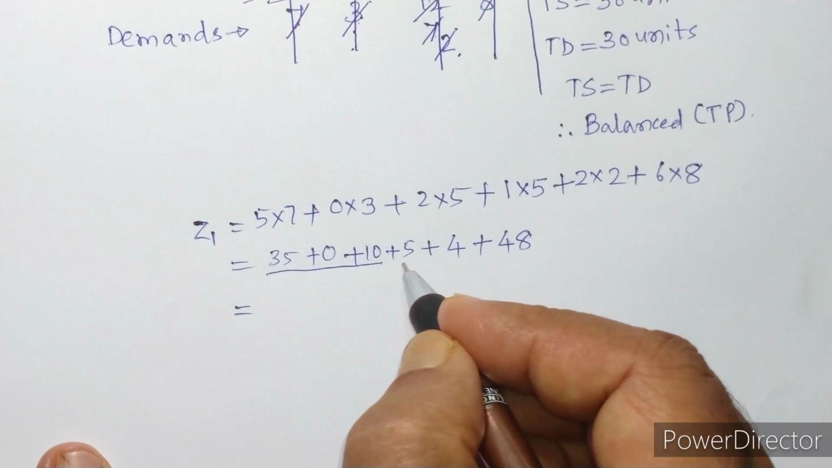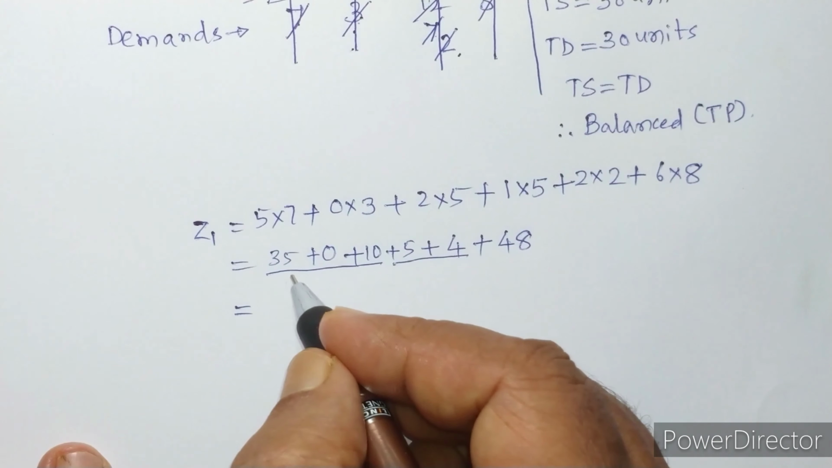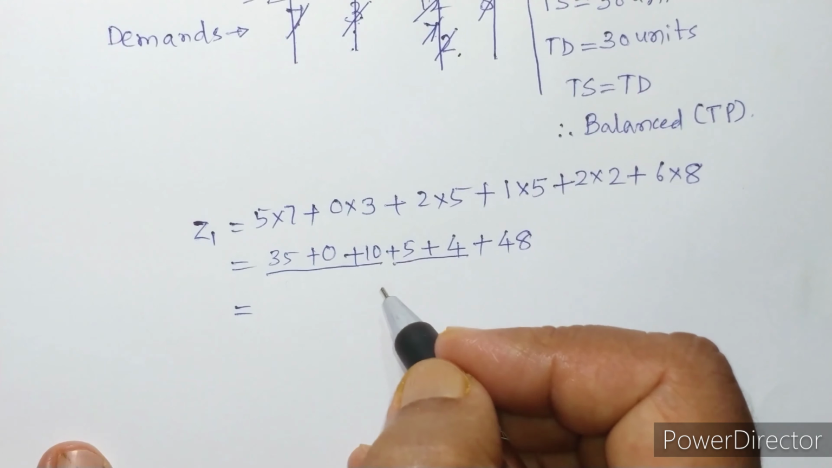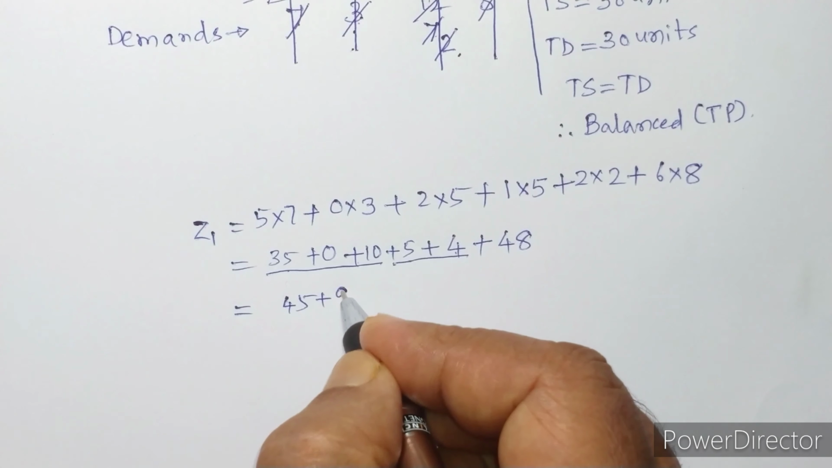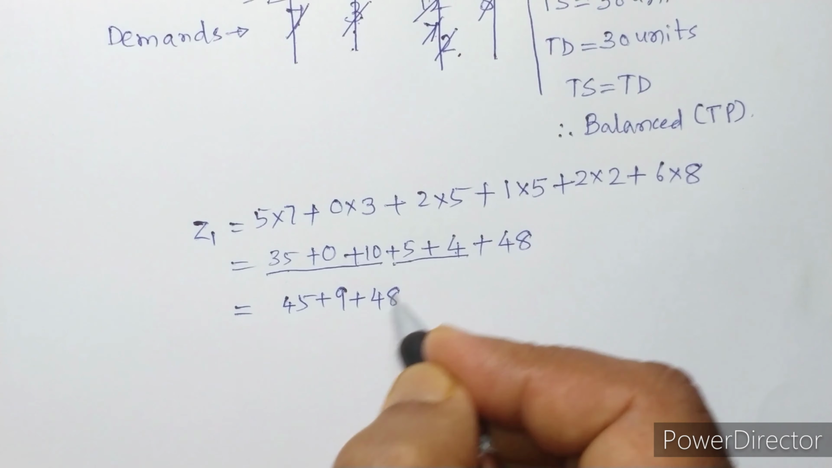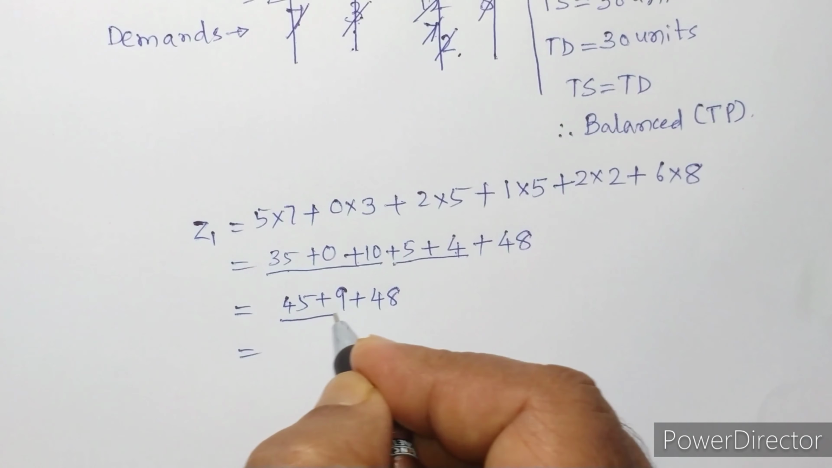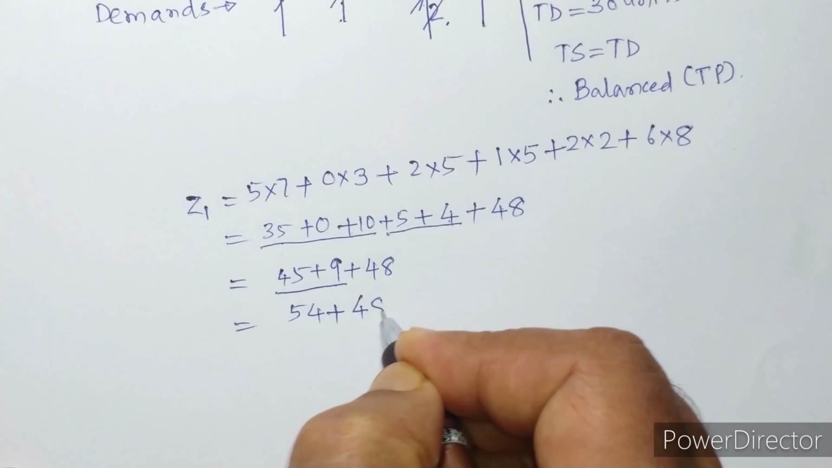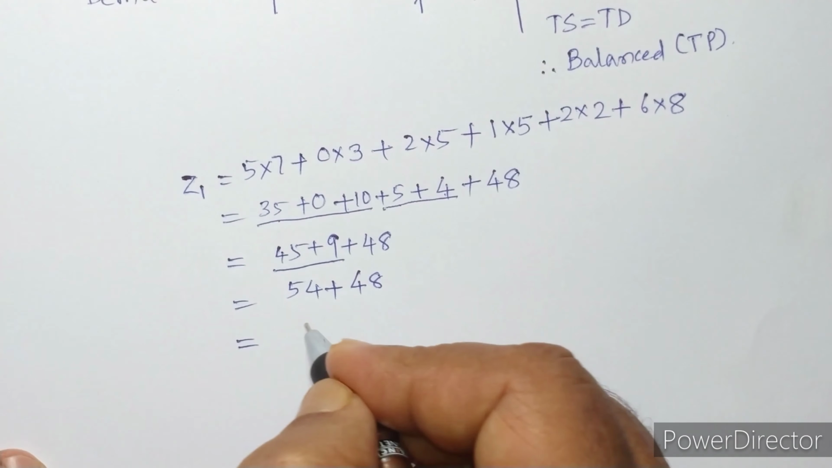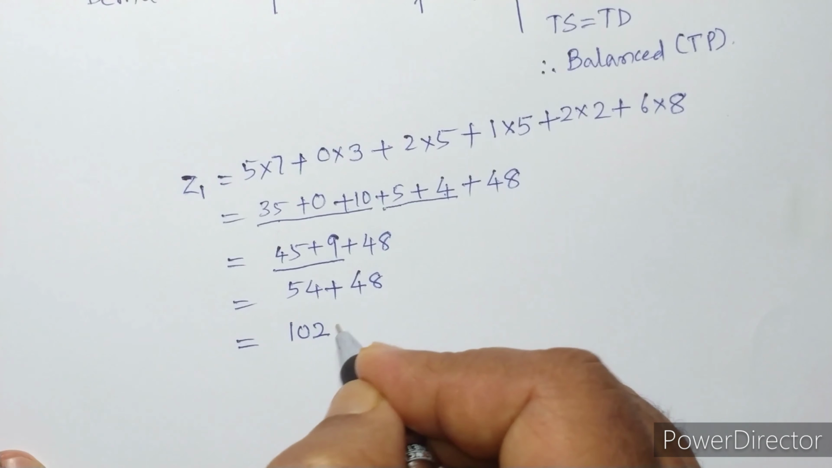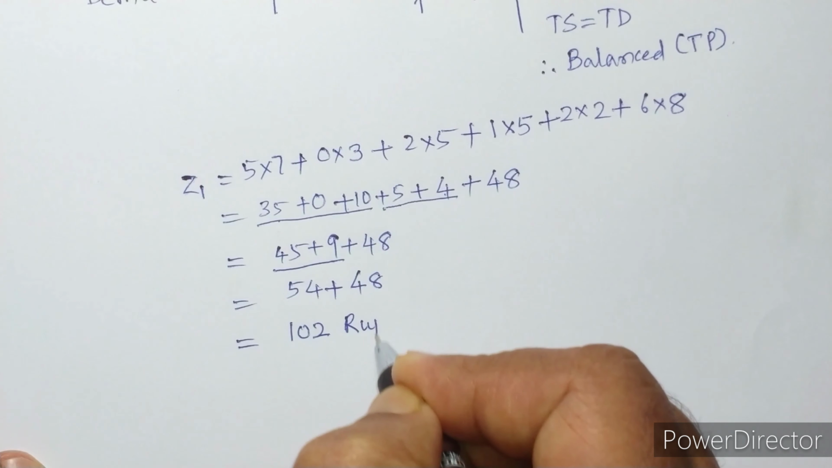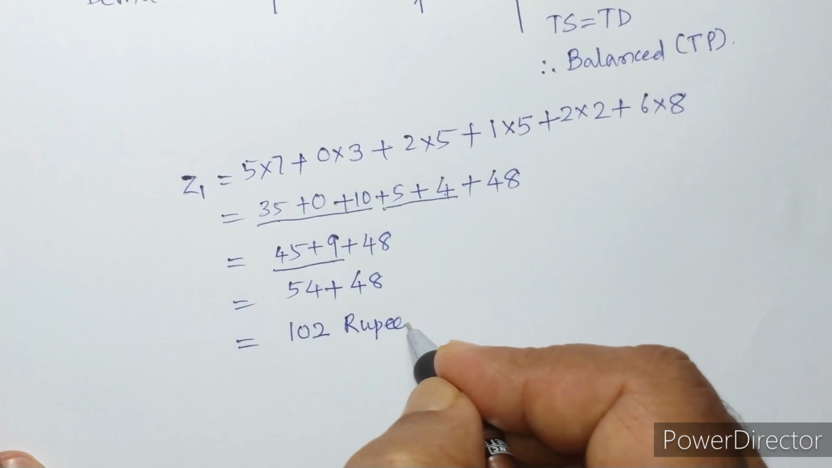So take 1 or 2 values at a time and then add 2 or 3 values at a time. 35 plus 10 is 45. 45 plus 9 is 54, plus 48. 54 plus 48 is equal to 102. 102 rupees of total cost according to the starting solution.